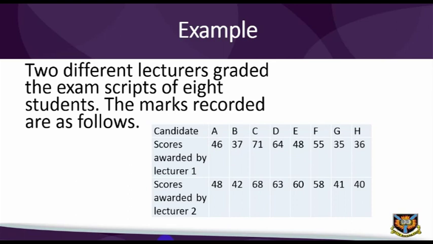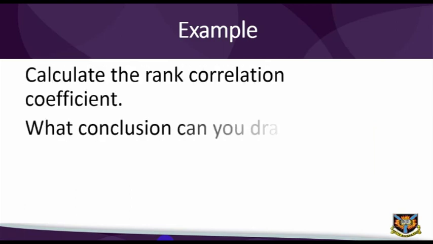Scores awarded by lecturer 1: 46, 37, 71, 64, 48, 55, 35, 36. Scores awarded by lecturer 2: 48, 42, 68, 63, 60, 58, 41, 40. A. Calculate the rank correlation coefficient. B. What conclusion can you draw?